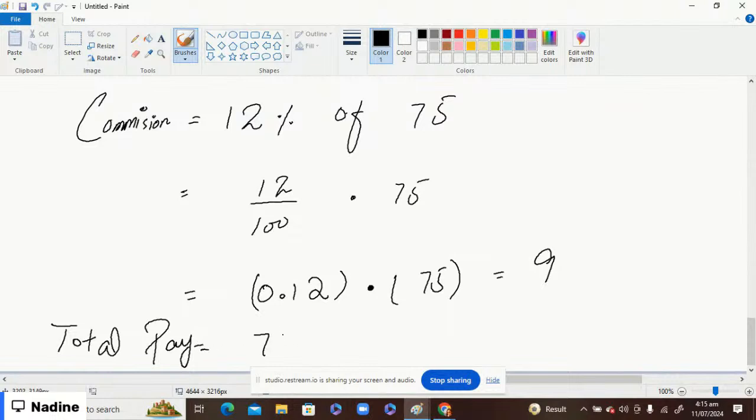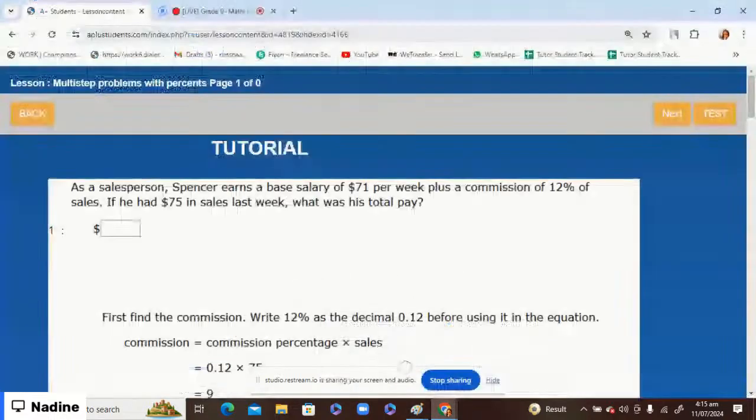So now, how much is the total pay? Already given, it's $71. You're going to add it to $9. So 71 plus 9 is 80. So this is basically the total pay, that was $80. Understand? This is the way that we solve the question.